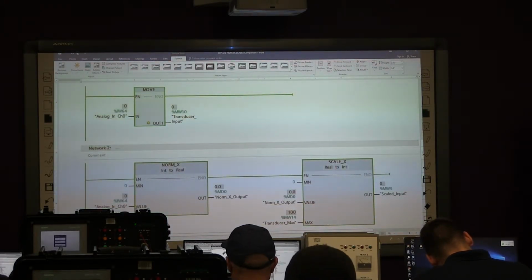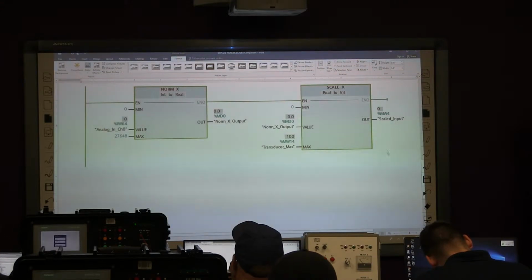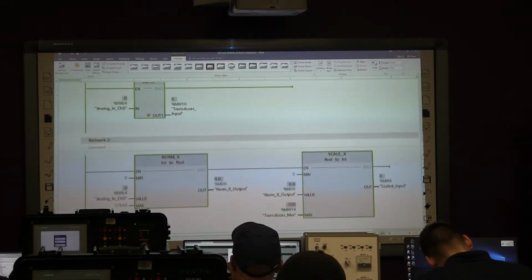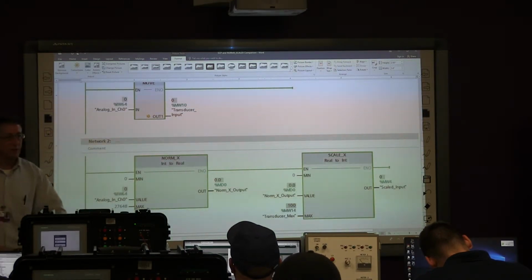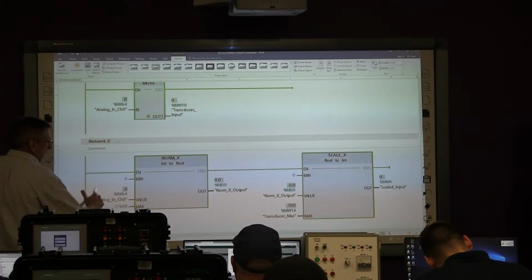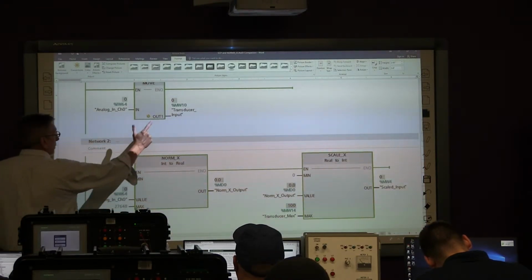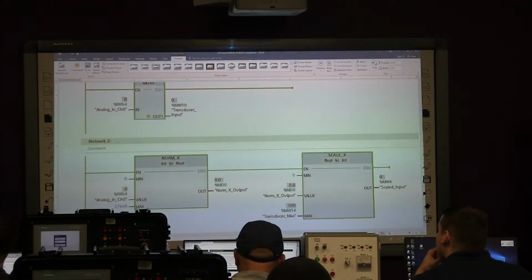Memory word byte 10. Whoop. You know what, I did a typo here. You see what I did? Input word. Yep, I didn't use this output here. When I did this, I was just throwing some stuff together. So this value input on the NORM_X instruction should be this MW10 transducer input. It used to be right there.